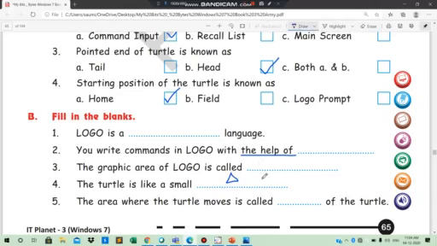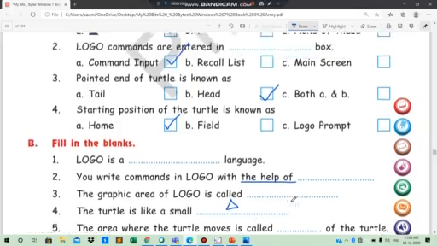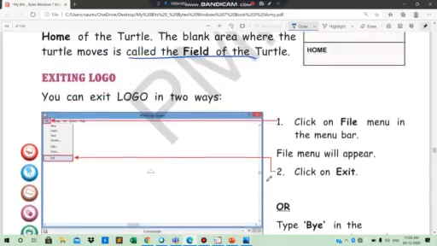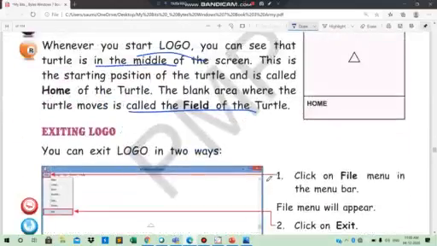Now next is what? The area where the turtle moves is called, the area where the turtle moves is what we call the field of the turtle. ठीक है, यहाँ पे इसके बारे में we have studied here. Okay, okay. फाइन. हाँ, तो मैं आपको दिखाई थी, field of the turtle. See, the blank area where the turtle moves is called the field of the turtle.